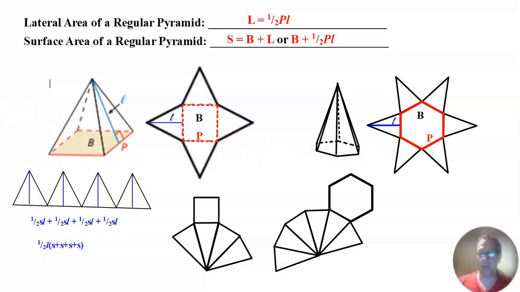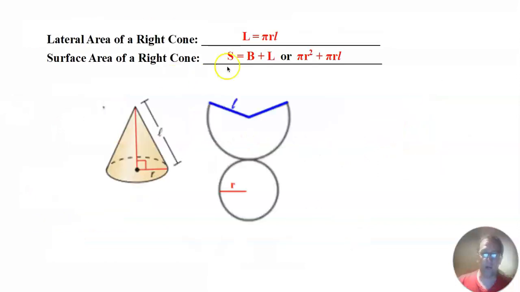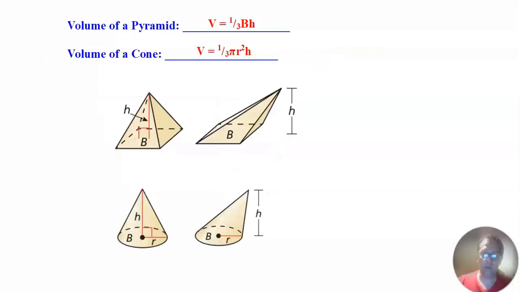What do you got? For a cone, same basic thing. It's just pi r l, so it's half the circumference times the slant height. And then it's area of the base, which is always going to be a circle, so pi r squared plus pi r l. Okay, so that's the surface area of the cone. For the volume, for the pyramid and the cone, they are both 1/3 area of the base times the height. It's just that with a cone, the area of the base is pi r squared because it's always a circle.